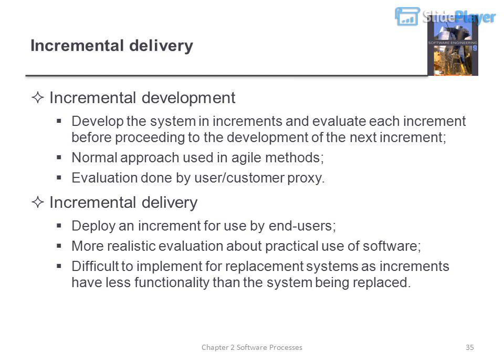Incremental Development. Develop the system in increments and evaluate each increment before proceeding to the development of the next increment. This is the normal approach used in Agile methods. Evaluation is done by a user or customer proxy. Incremental Delivery. Deploy an increment for use by end users. This gives a more realistic evaluation about practical use of software. It is difficult to implement for replacement systems as increments have less functionality than the system being replaced.